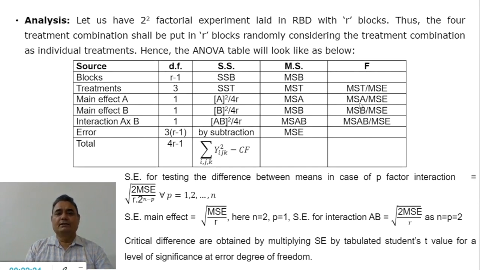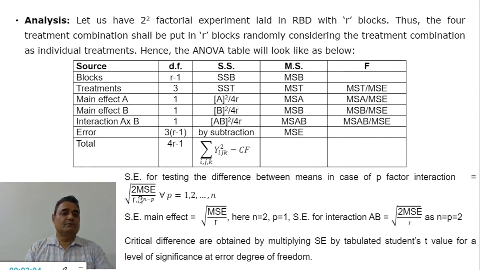F can be computed for treatment, for A, for B and for AB. Since our layout is CRD, each of these is compared with error MS. So error MS is the divisor and you can compute this F. Now on the basis of significance of F, we can move further or we can stop our analysis here. If F is found to be significant, then we have to calculate the standard error of testing the difference between means in case of p factors.